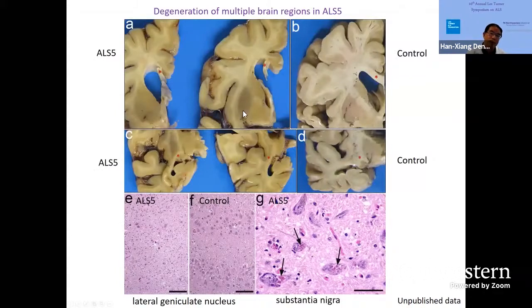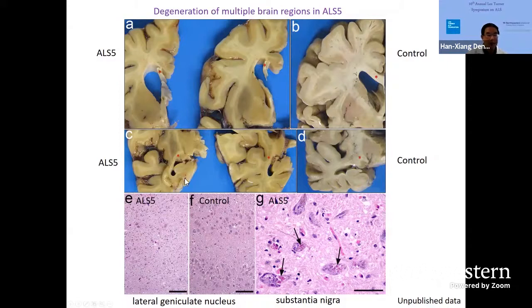In addition to the motor and sensory systems, we can also see changes in the white matter. This is a control, and this is ALS5; the white matter is greatly diminished in the patients. And this is the corpus callosum. Normally the corpus callosum is this thick, and here it is almost gone, very, very thin.